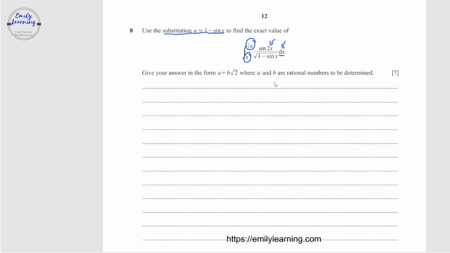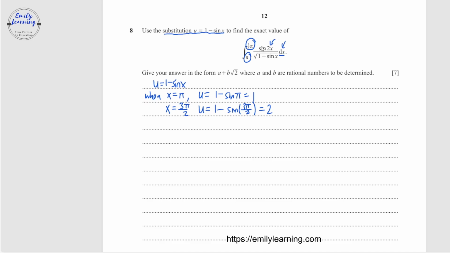So let's do them. We are given u equals 1 minus sine x. When x is equal to pi, u will be equal to 1 minus sine pi, which is equal to 1. Just type it into the calculator. When x is equal to 3 pi over 2, u equals 1 minus sine 3 pi over 2. Type it into your calculator, you'll get a value of 2.